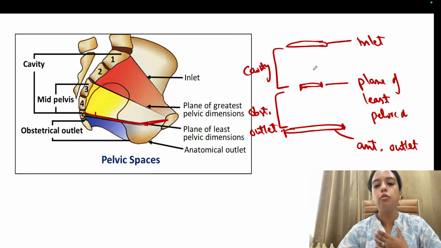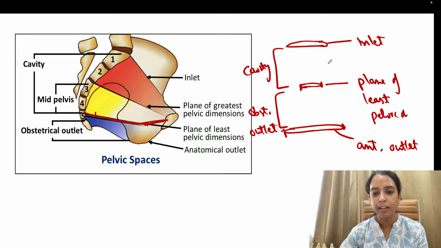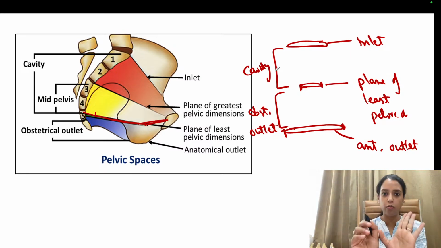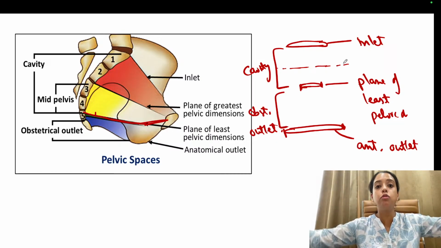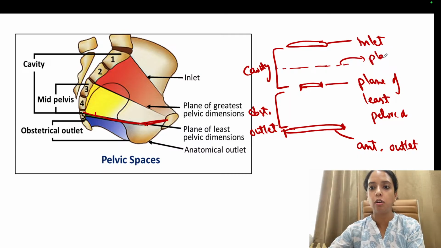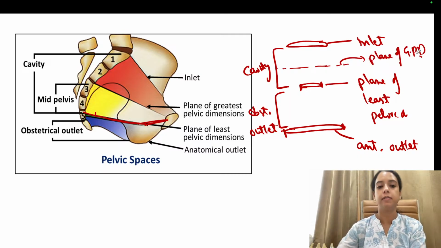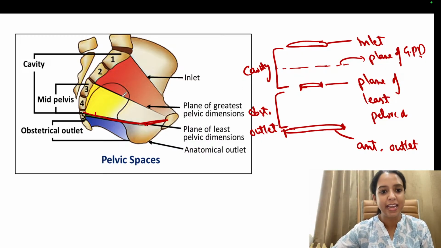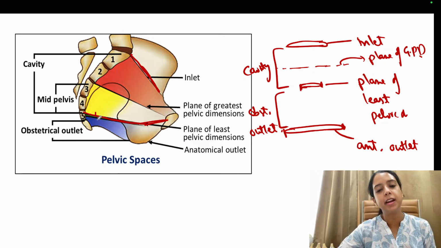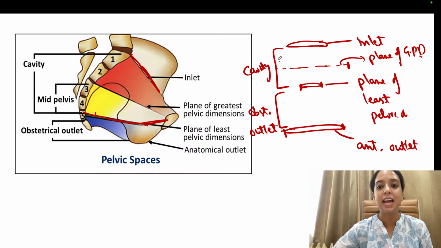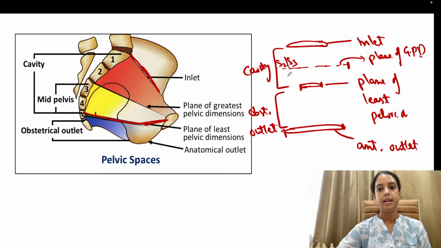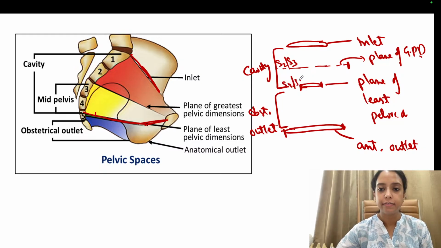Now if I want to tell how huge the room is, I need another plane. The purpose of this plane is to tell how big the cavity is. That is the only purpose. So there is a plane running inside the cavity to tell you how huge this room is. इसको हम कहते हैं plane of greatest pelvic dimension. Plane of greatest pelvic dimension is running in this room between inlet and plane of least pelvic dimension. This cavity has a plane of greatest pelvic dimension. It is running from, again, the posterior border of pubic symphysis till S2, S3. It was till S4, S5.